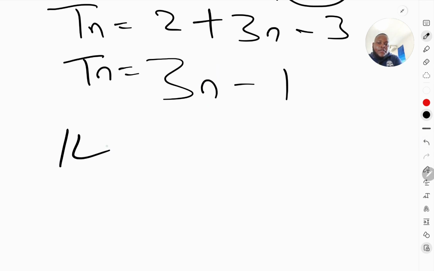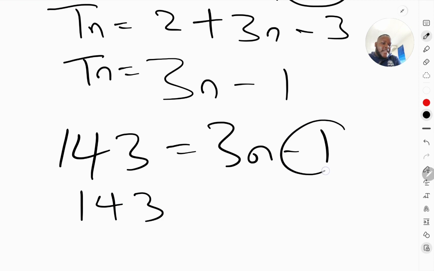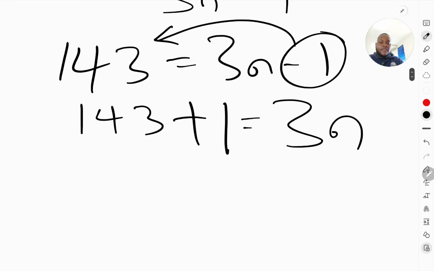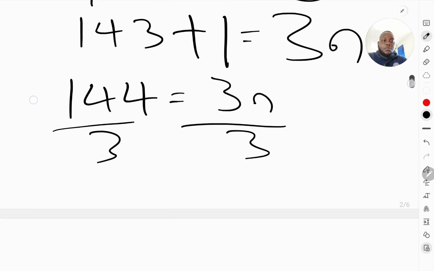So I'm going to say 143 equals 3n minus 1. So I'll have 143, and this negative 1 I will transpose to the other side. So I'll have plus 1, equals 3n. So I'll have 144 equals 3n. So I'm looking for n. I'll divide by 3 on both sides.